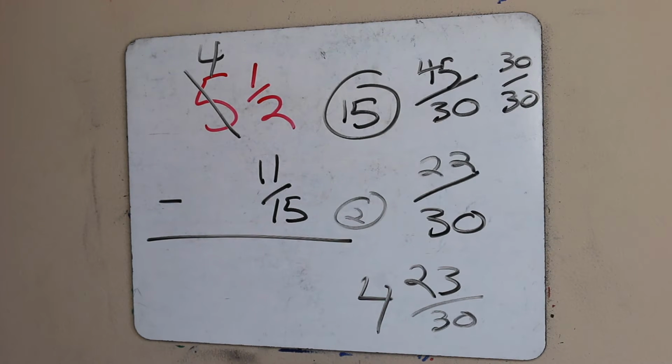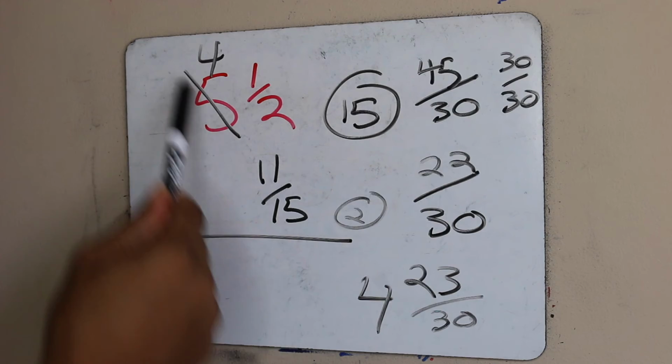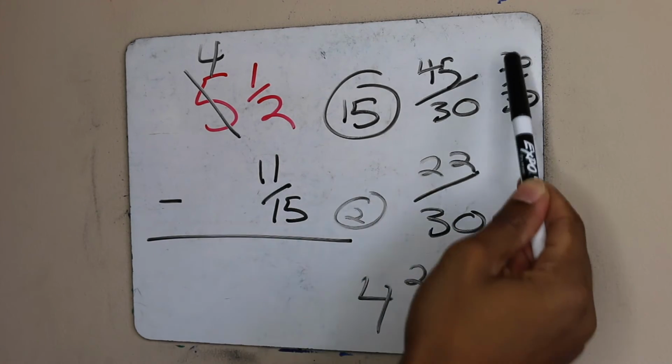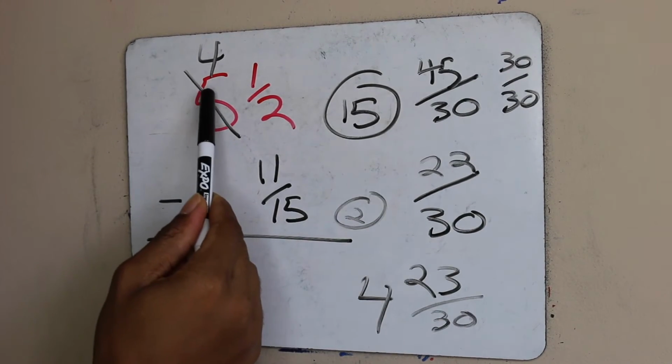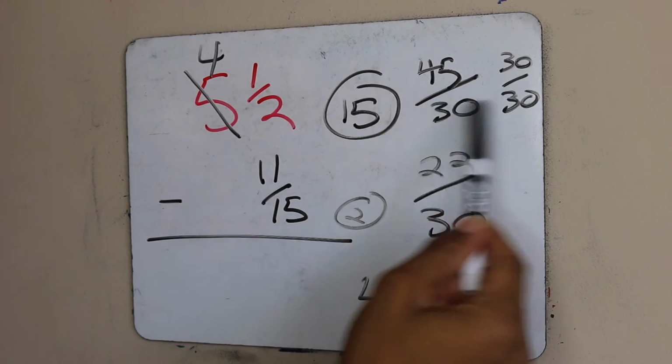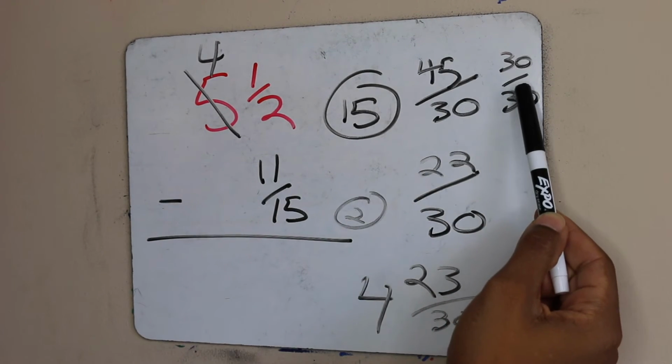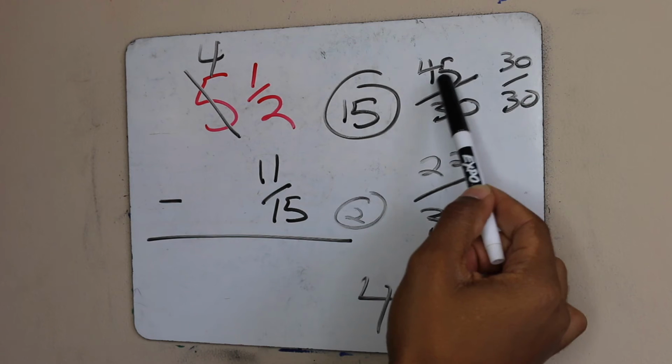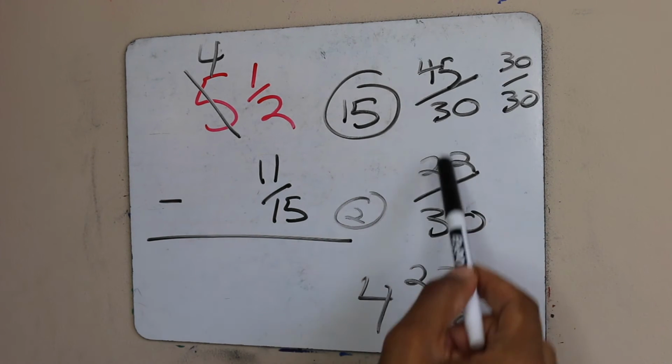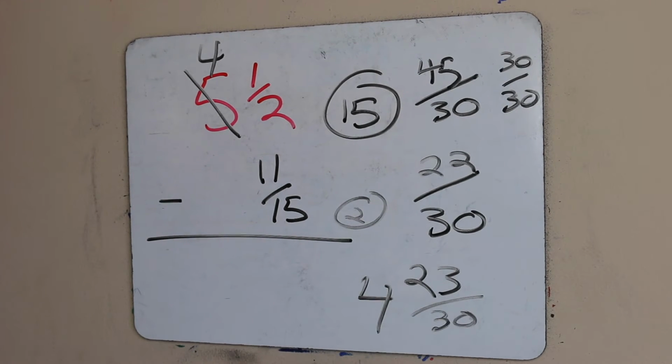Okay, so remember, we just borrowed a whole 1 from this piece and gave it to this piece. Remember, that's what this looks like now. And this was 15. We added our 30. That became 45. Subtracted on down. And that's what we have left.